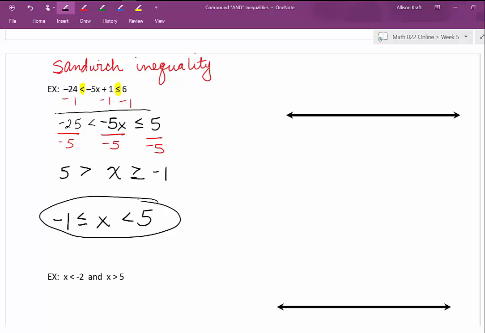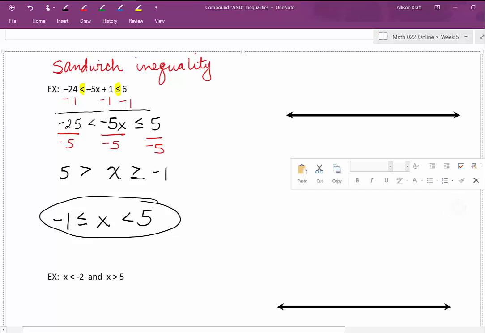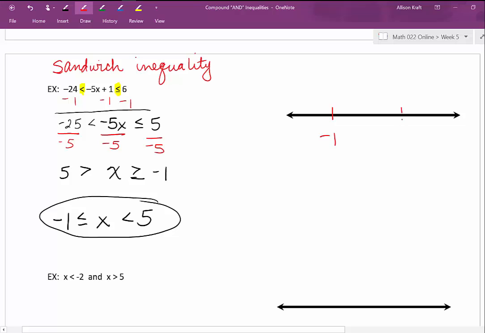To graph, I see in my solved inequality that x is trapped between -1 and +5. So when I go to graph, my shading is going to be between -1 and +5, because that's where x is, trapped between those two numbers. My inequality symbol over here is an or equals to, which means that I'm going to use a square bracket. This one is a strict inequality, which means that I want to use a parenthesis at 5.